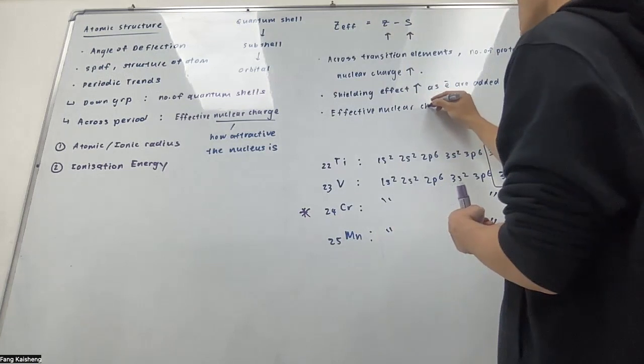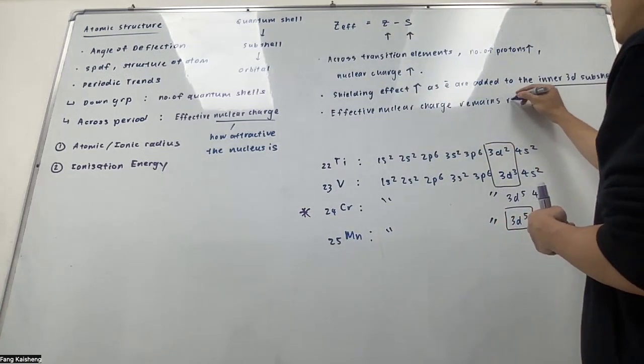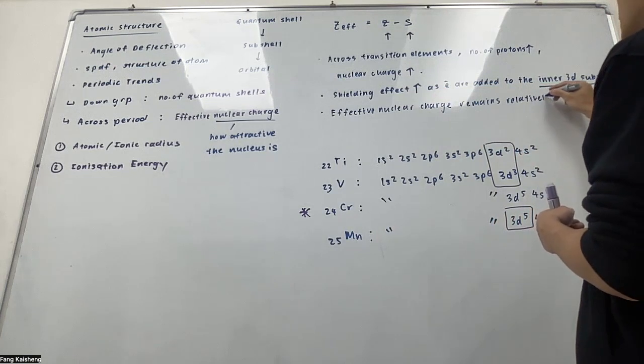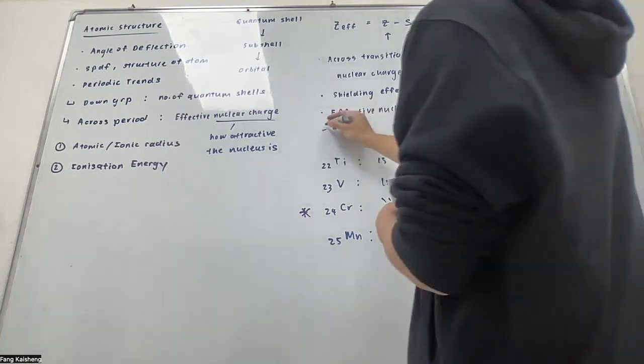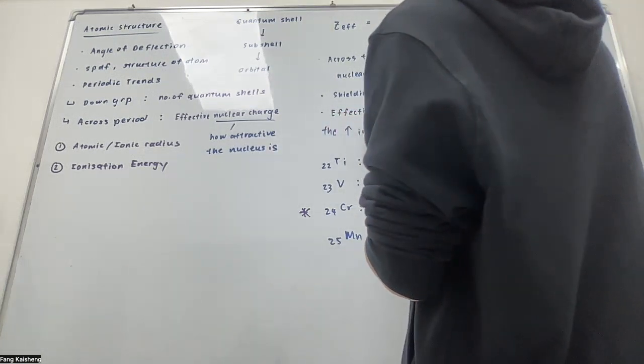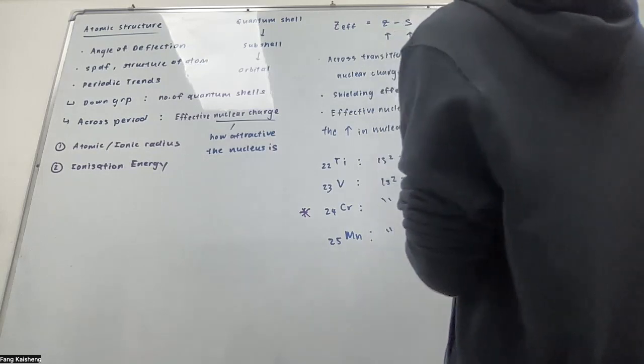You must explain why it remains relatively constant. You don't say constant also. So it remains relatively constant. Then you can tell me because the increase in nuclear charge is cancelled out by the increase in shielding effect.